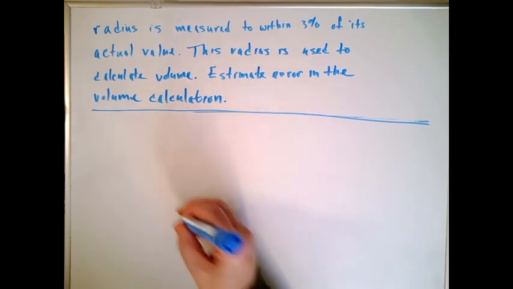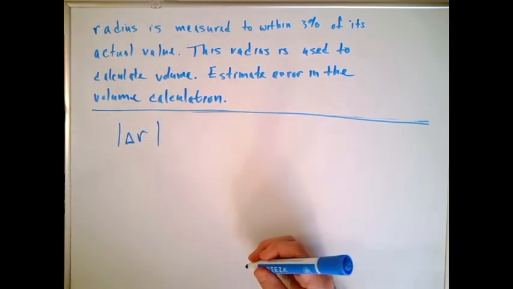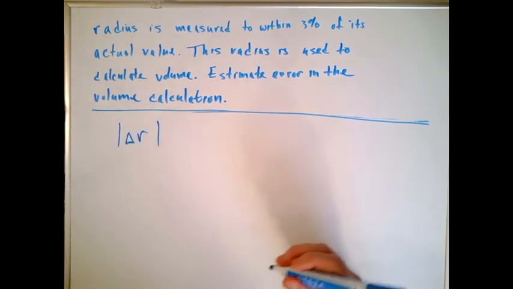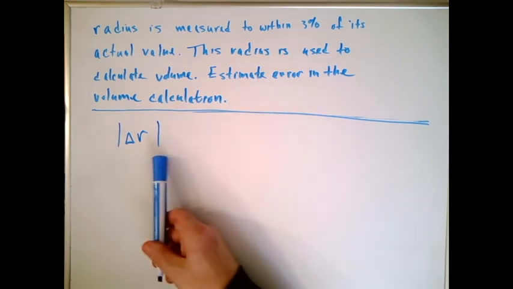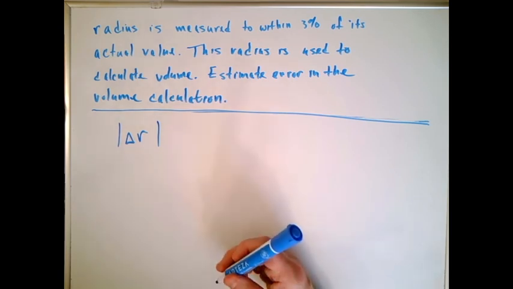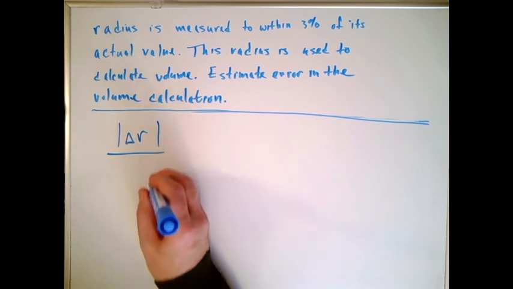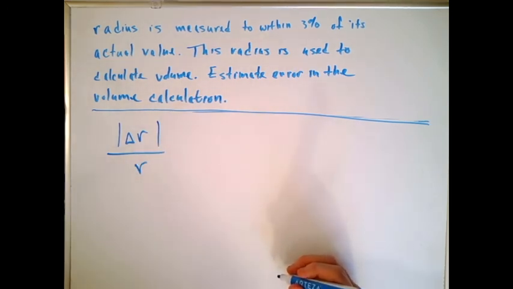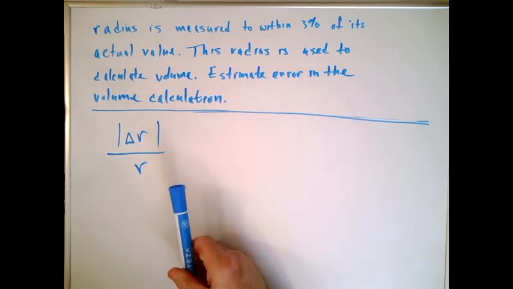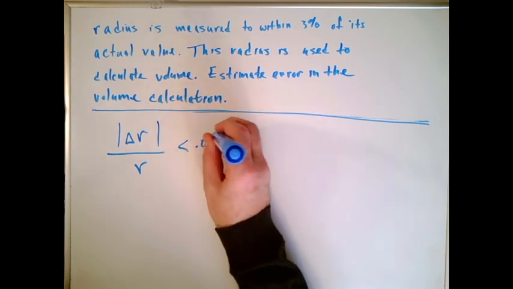Well, what we have actually is a delta r. That is a change in r actually. It's the difference between the actual radius and the measured radius. Now, this is within 3%. If I just leave it like this, it's going to be whatever units it was, centimeters or meters or inches. But relative error, you always say what's the absolute error, and then compare it to the size of it. That's what we mean by relative error. So when they tell us the radius is measured to within 3%, they're saying that the relative error in the measurement of the radius is less than 0.03.